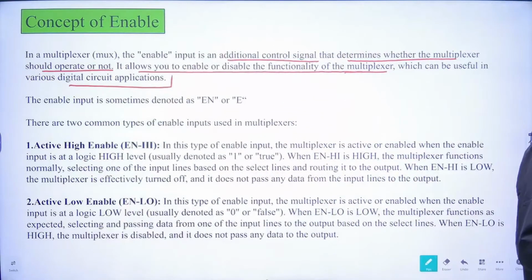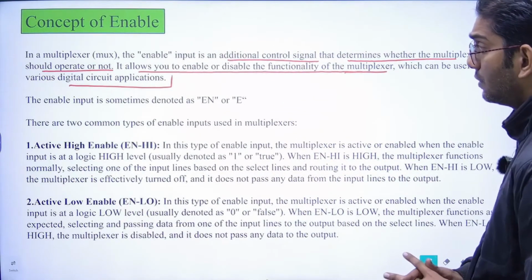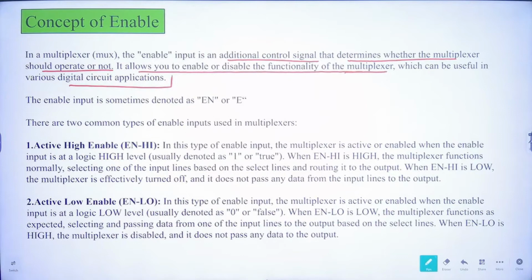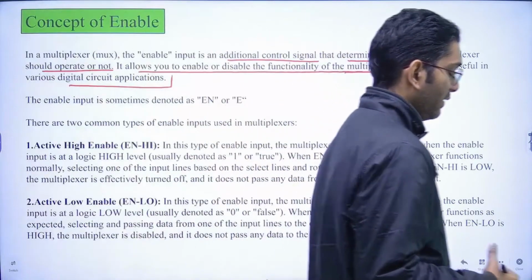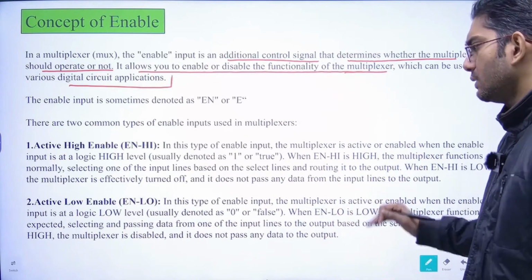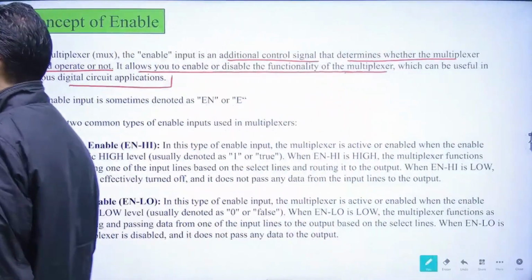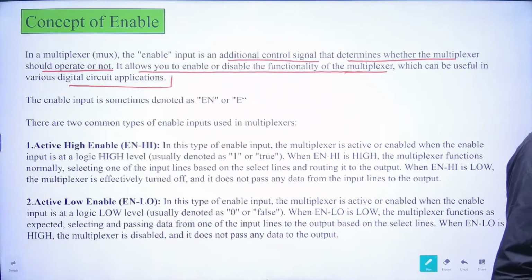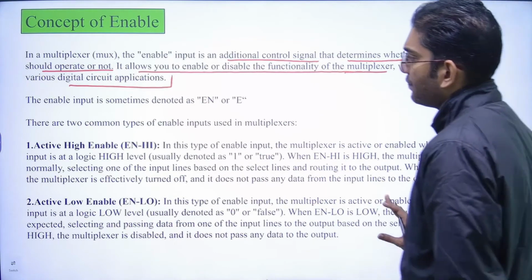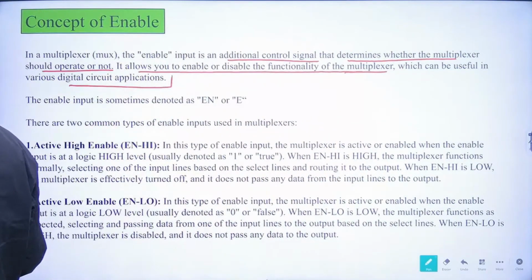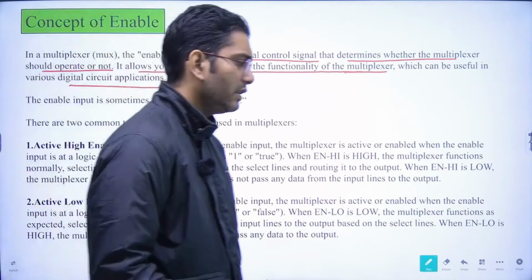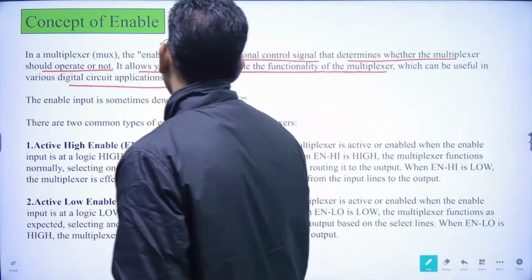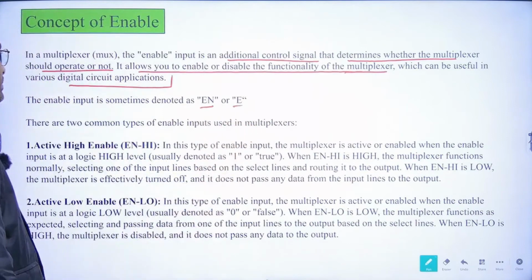Now, if you know that the inputs would be changing, but you don't want the output to change on every input, in that case you can use this concept of the enable. If your enable is in the on state, then depending upon the change in the input values, the output would be changing, and if the enable is in the off state, then the output won't be changing even if the input values are changing. Enable is sometimes denoted by EN or E.